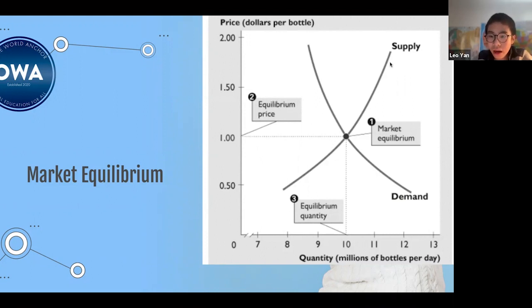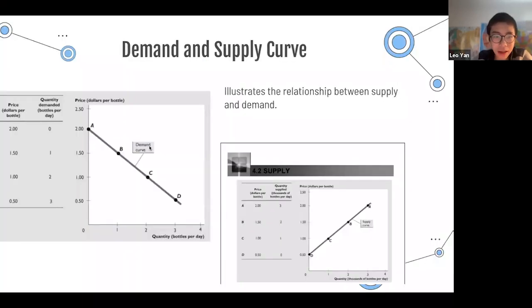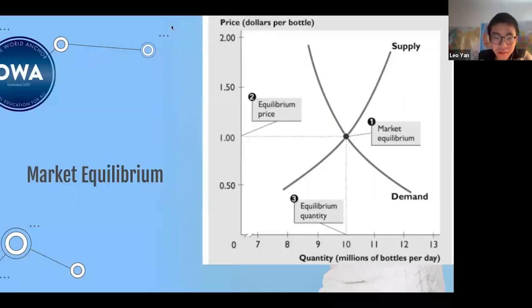It looks quite complex, but it's not really complex, because it's basically you putting the graph on the left right here onto the same graph as the one on the right. So it's basically you combining these two and putting them together. And this is how you figure out the market equilibrium.